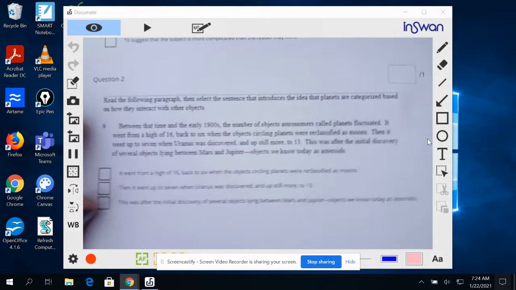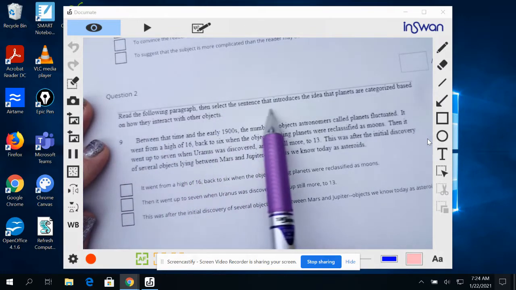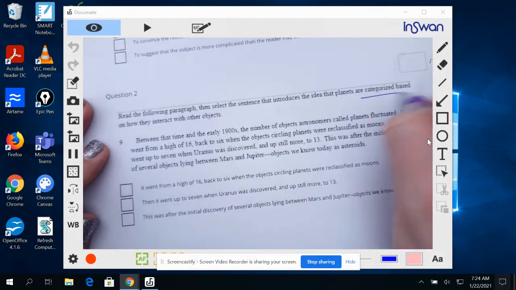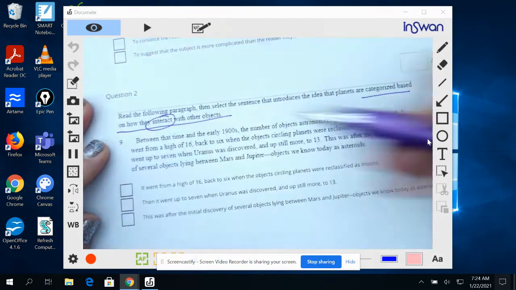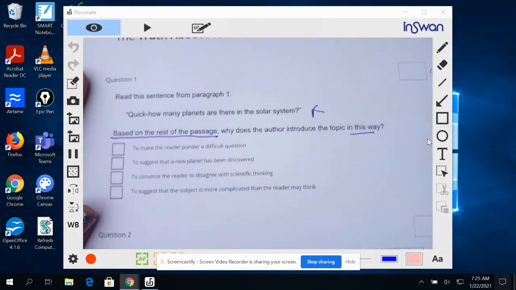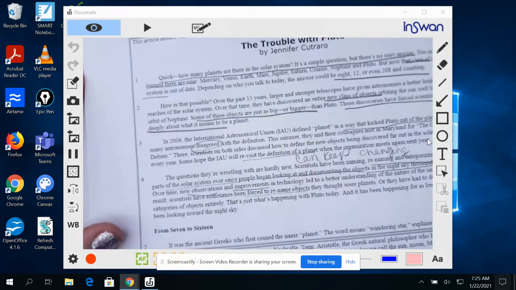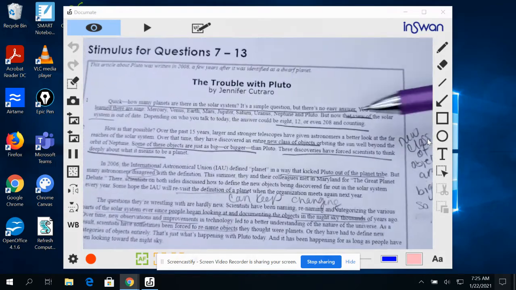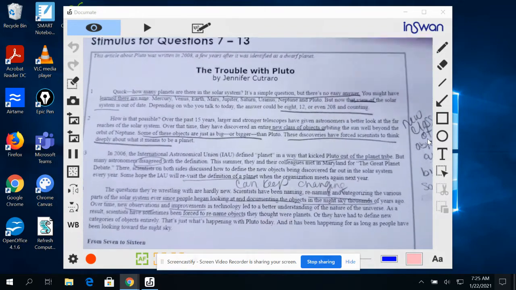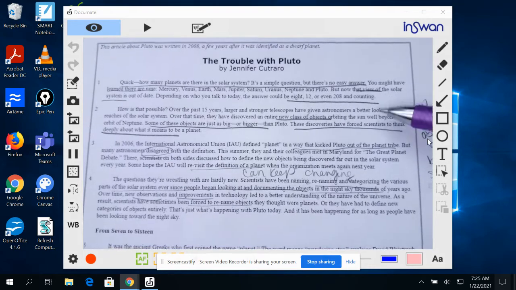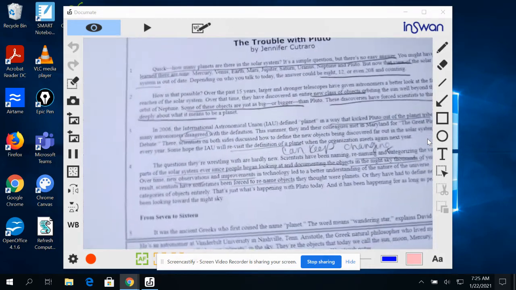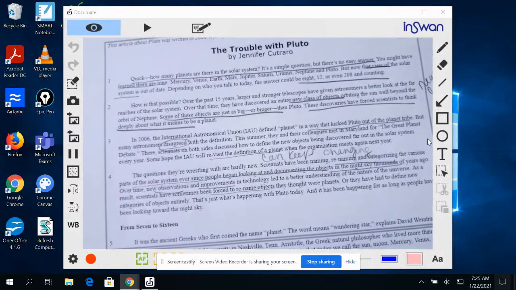And then we have this other question. Read the following paragraph, then select the sentence that introduces the idea that planets are categorized based on how they interact with other objects. So I have to look at that interaction with other objects. When I went through this text, I started by, first of all, underlining things that came up in the questions, but I also made notes to myself in my head or even on my paper about what I was learning in the different sections.